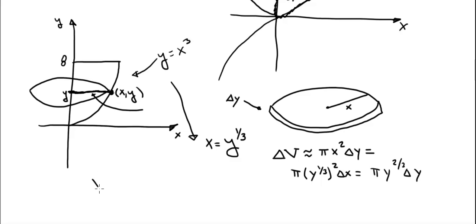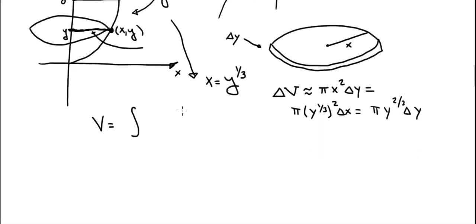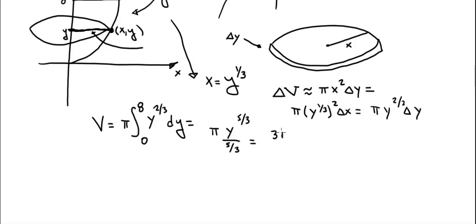And then the actual volume will be the integral. We're taking these slices from 0 to 8, y between 0 and 8. We have a pi out front, so pi times the integral from 0 to 8 of y to the 2/3, and we rewrite delta y as dy. Well, this is a very easy integral. We have pi times the integral of y to the 2/3 is y to the 5/3 divided by 5/3, which we can then rewrite as 3 pi over 5 times y to the 5/3 and evaluate it from 0 to 8.